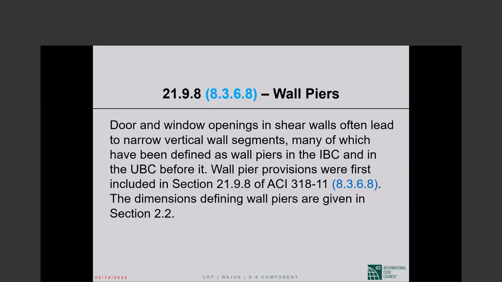Wall pier provisions were first, we tried to bring wall pier provisions into ACI 318 somehow. It took a long time until it happened in 318.11. So for you, this is not in the code, but this is pretty important. So the dimensions defining wall piers are given.